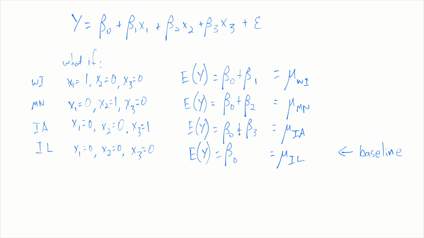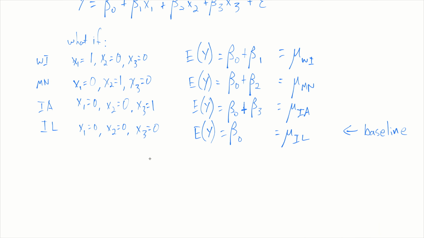And then what's nice is that beta 3 is the difference between Illinois and Iowa, because Illinois is beta naught, right? So beta 3 is the difference between Illinois and Iowa. So what would beta 2 be? Well, if beta naught is the mean for Illinois, and beta naught plus beta 2 is the mean for Minnesota, then beta 2 is the difference between the mean for Minnesota and Illinois. And similarly, beta 1 is the difference between the mean for Wisconsin and the mean for Illinois.